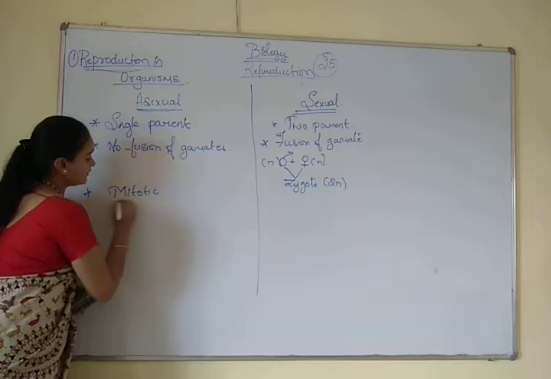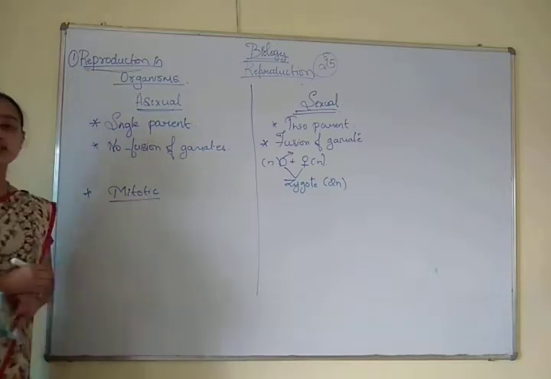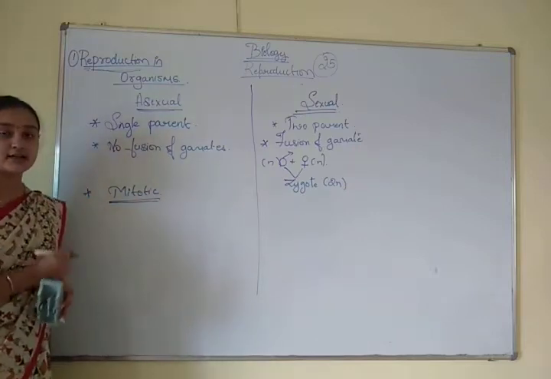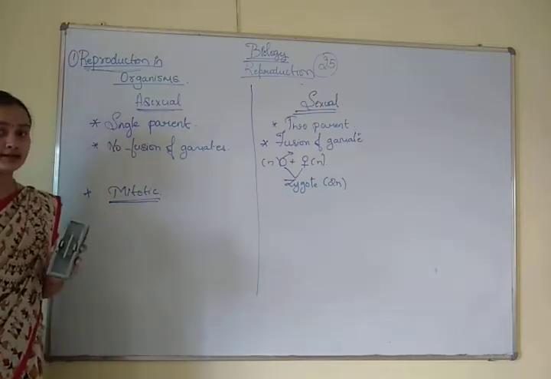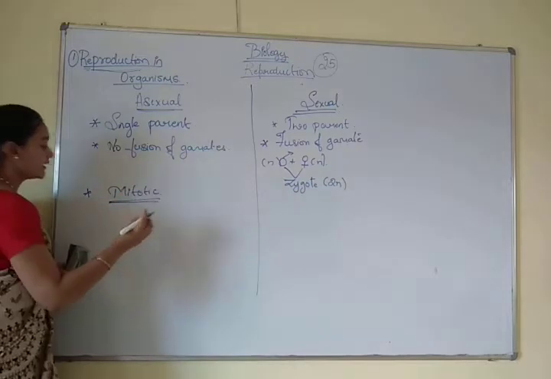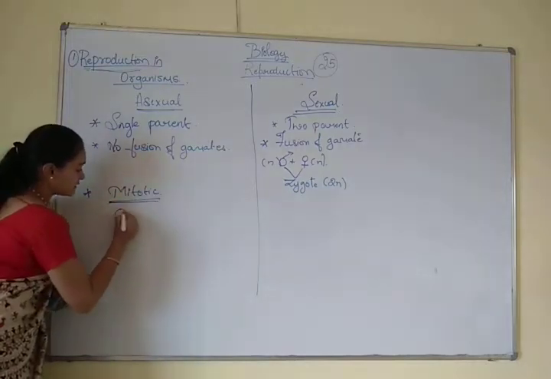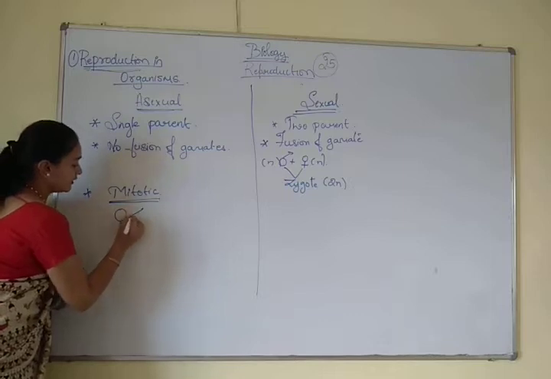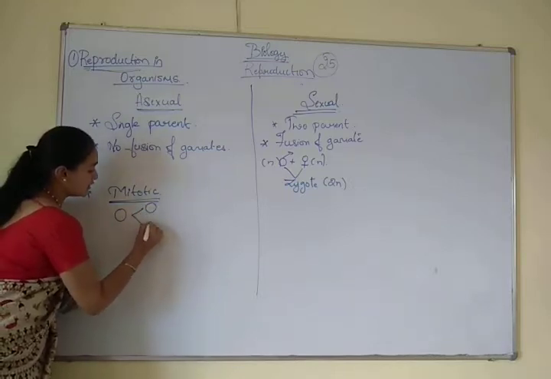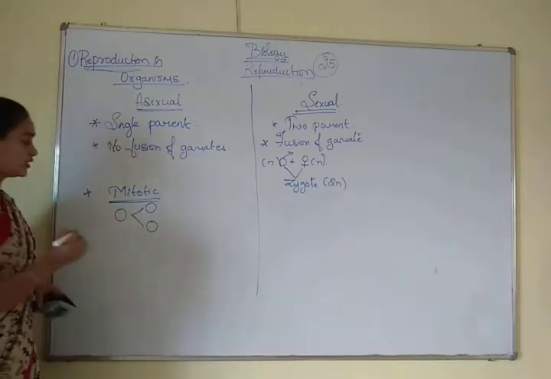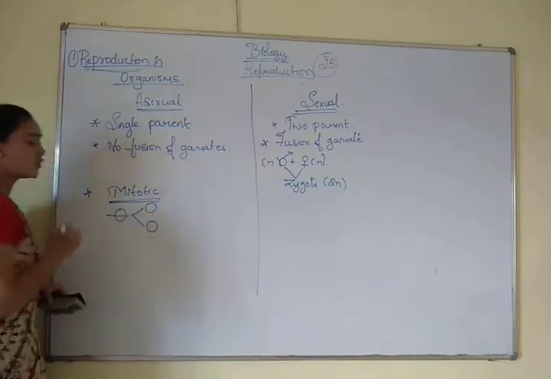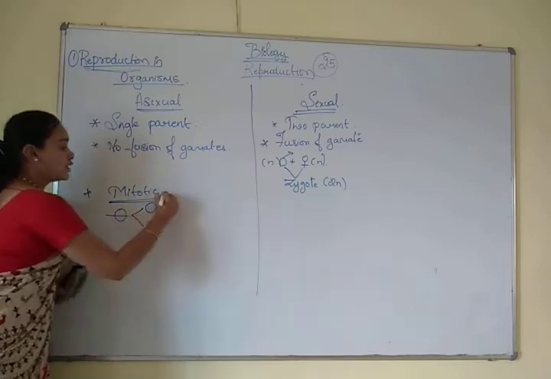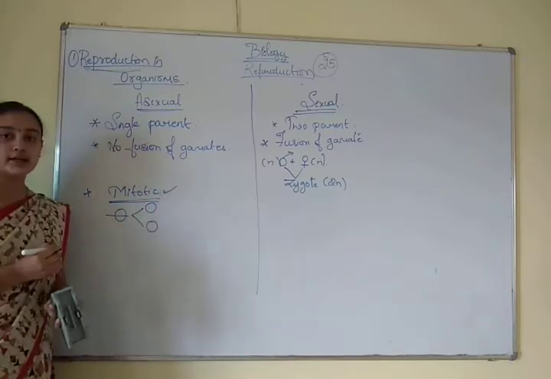So ಇದರಲ್ಲಿ ಯಾವ division involved ಆಗುತ್ತೆ asexual reproduction ನಲ್ಲಿ? It is just a mitotic division. ಅಂದ್ರೆ one cell will divide and give rise to other cells. So here in asexual reproduction, it will just take a mitotic division.